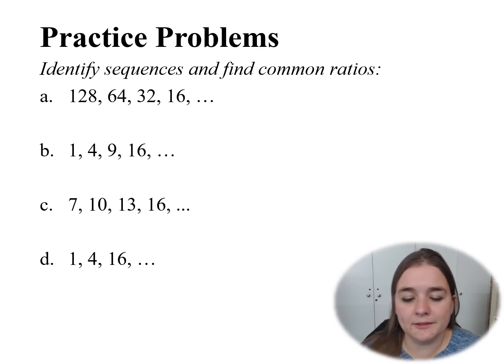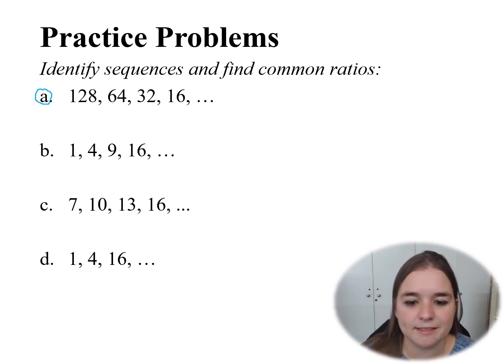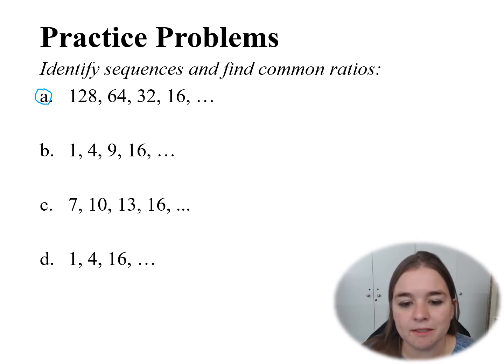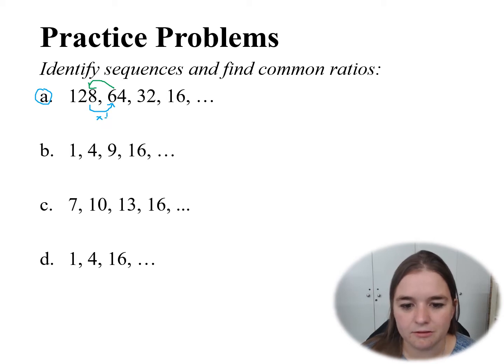So the first skill that we're going to work on is recognizing sequences and finding common ratios or common differences. If I look at this first one, I have the sequence 128, 64, 32, 16. Some of you can recognize right away what this is, but let's walk through the process. First, we need to figure out: is there a common ratio? To find what I multiply 128 by to get 64, I take the second term and divide it by the first. 64 divided by 128 is one half, so my ratio is 1/2.